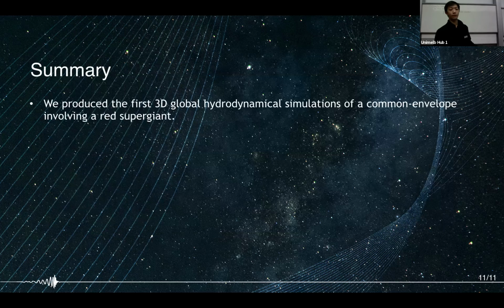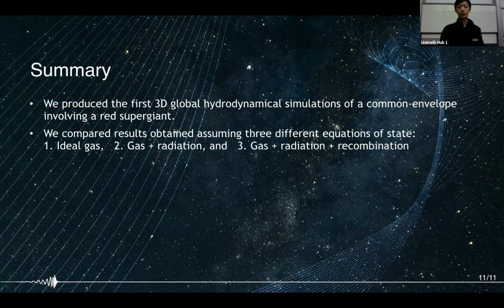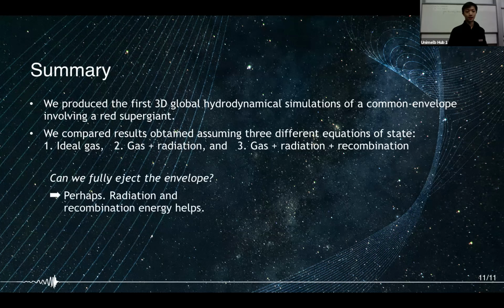We've produced one of the first 3D global hydro simulations of a common envelope interaction that has a red supergiant. And we've compared the results obtained assuming 3 different equations of state that include various different forms of internal energy. And can we fully eject the envelope? The answer is perhaps, and we see that radiation and recombination energy definitely helps.